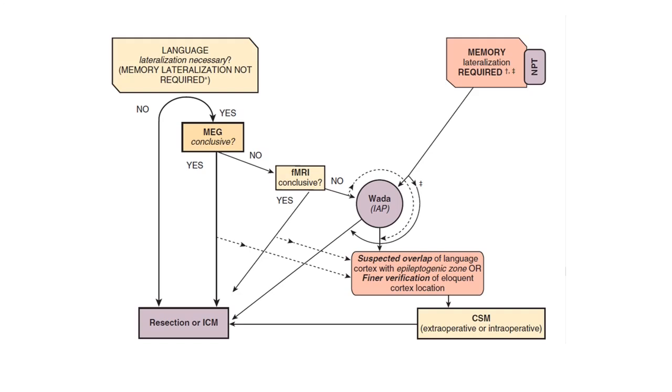If there's suspected overlap of language cortex with the epileptogenic zone, or finer verification of the eloquent cortex location is required, then you would need to go on to cortical stimulation mapping, extraoperatively or intraoperatively, before you could go to your resection or your ICM.